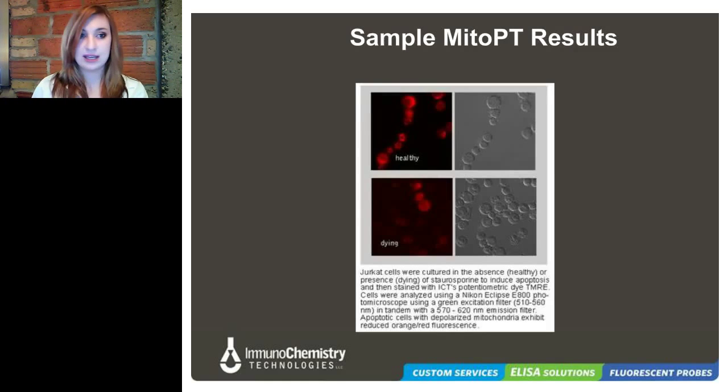So here we're looking at some sample results, and you can really see the difference between the healthy and apoptotic cells, with those depolarized apoptotic cells exhibiting much lower levels of fluorescence. And you can really see here too, not only the difference between the healthy and dying cells in this data example, but just the difference between the readouts of the TMRE and the TMRM kits versus what we looked at as the readouts for the JC1 kits.